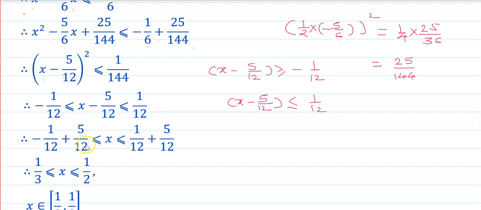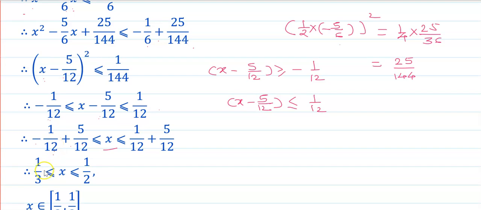Now next simplification: add 5 by 12 on both sides of these inequalities. Plus 5 by 12, plus 5 by 12, plus 5 by 12. Here plus 5 by 12 and minus 5 by 12 will cancel, and you will get only x. What about here? Minus 1 by 12 plus 5 by 12, then you will get 4 by 12.